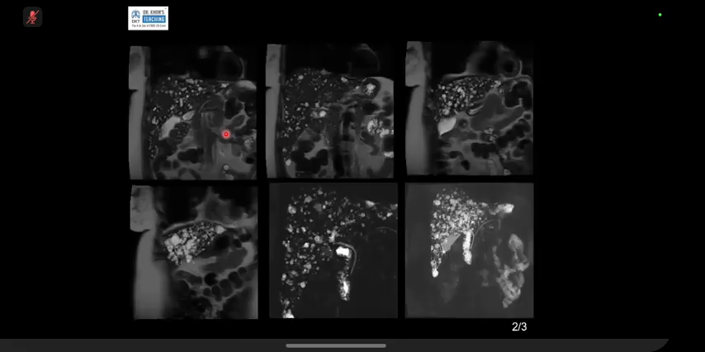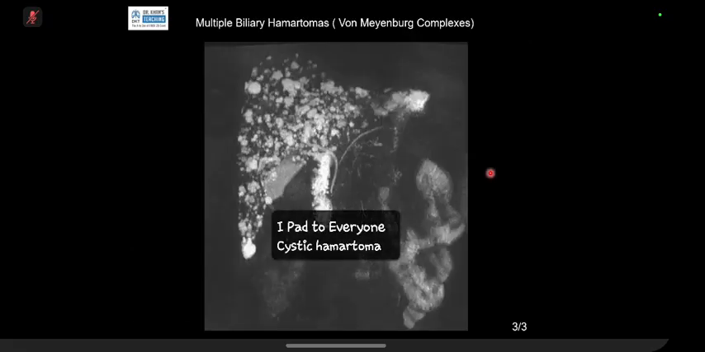And finally, what do you think is this? These cases will have hundreds of small cysts, hundreds of cysts. Give me the diagnosis. Autosomal dominant adult polycystic liver disease is a separate entity. Those cysts will be large. These ones are, yeah, excellent.